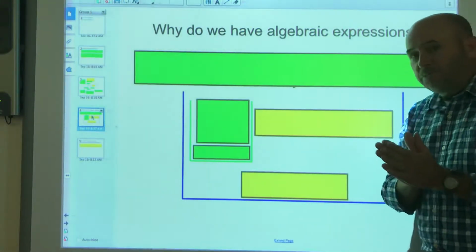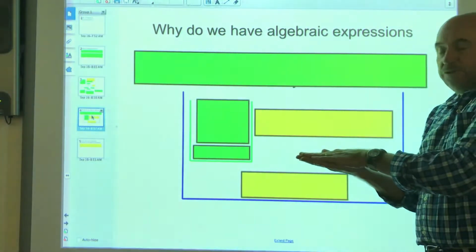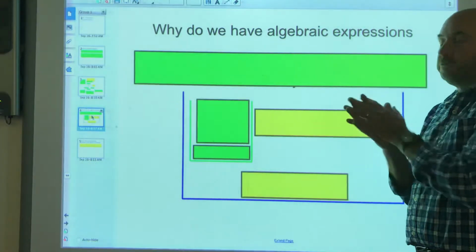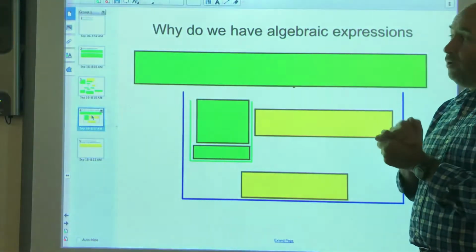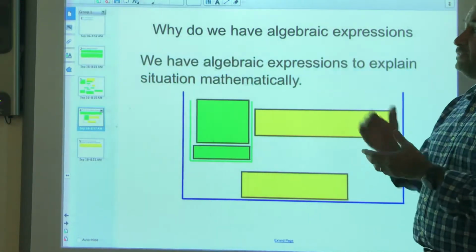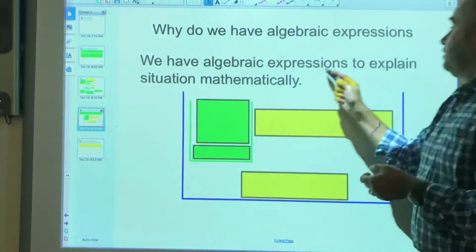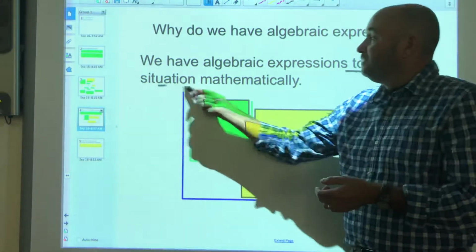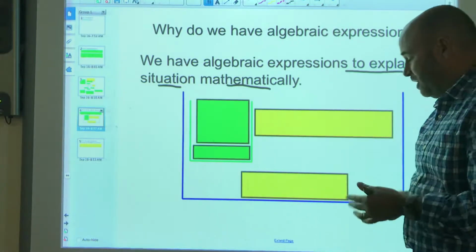why do we have algebraic expressions? Earlier we gave you the mathematical description of an algebraic expression, but I hinted as to why we have them. Well, the reason we have them is because we have algebraic expressions to explain situations mathematically.